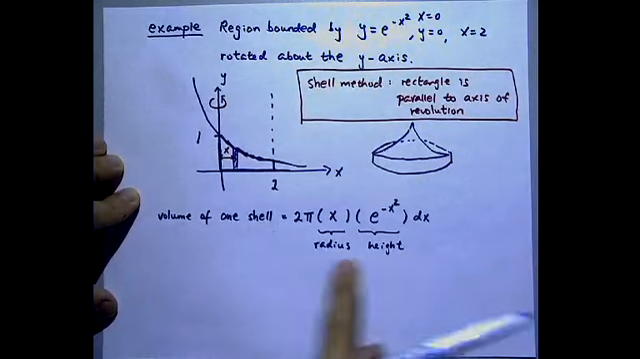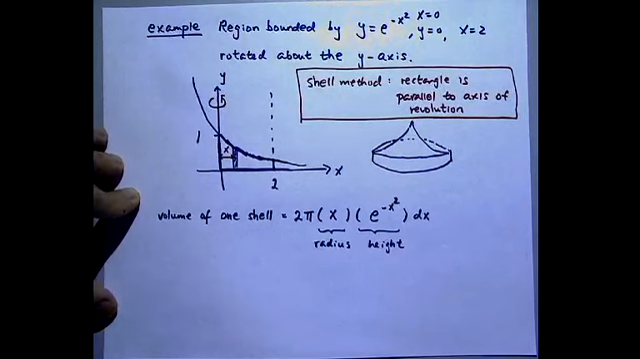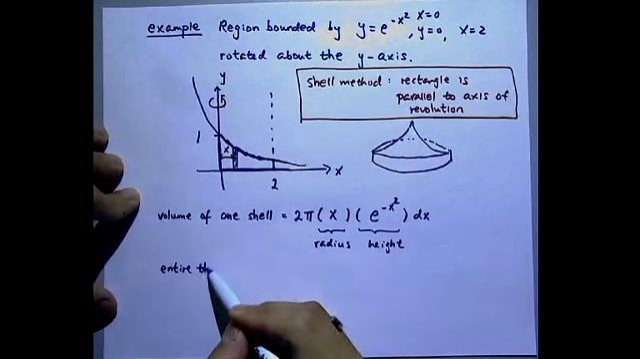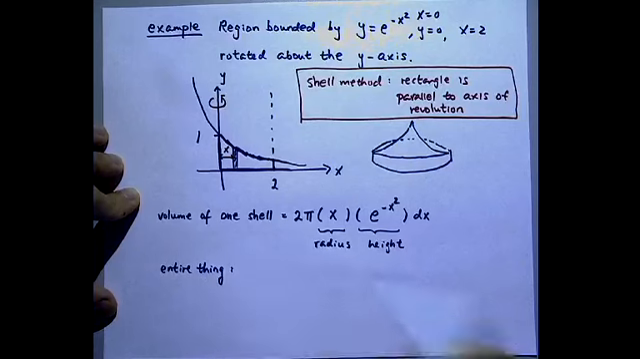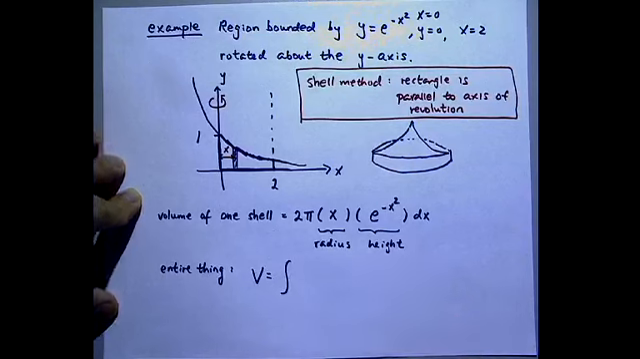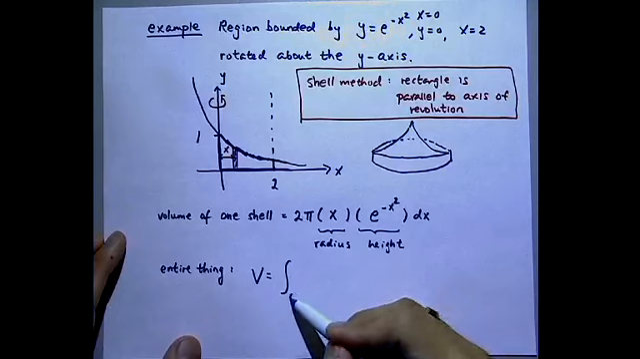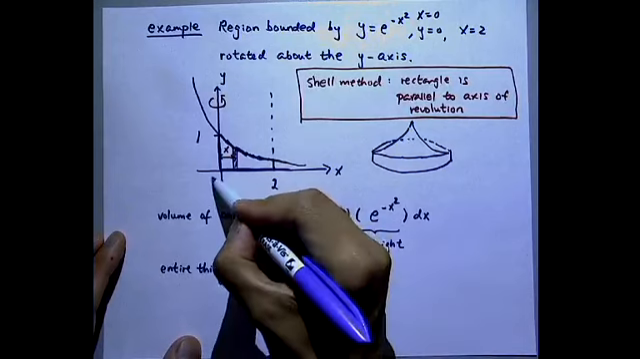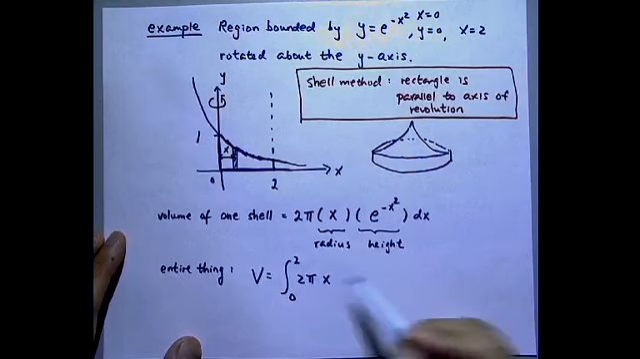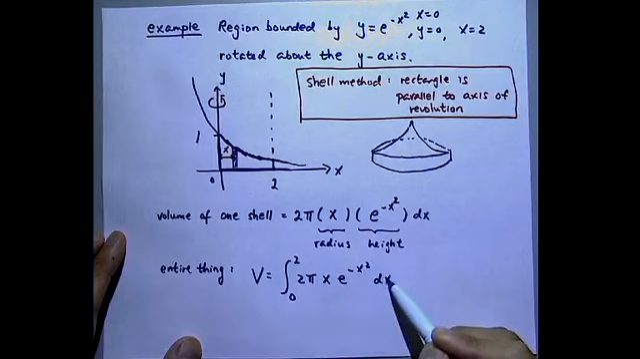Okay, so here we go. We got our radius, we got our height, right? That's one shell. Now we calculate the volume of the entire thing. Integrate. From where to where? Good. 0 to 2, left to right, right? 2 pi x e to the minus x squared dx.